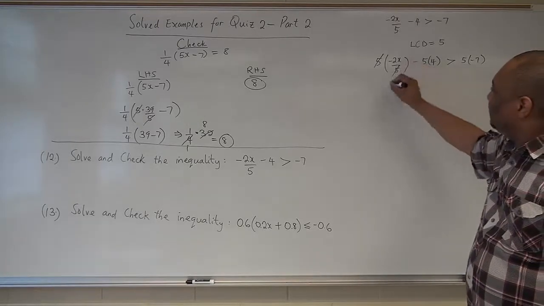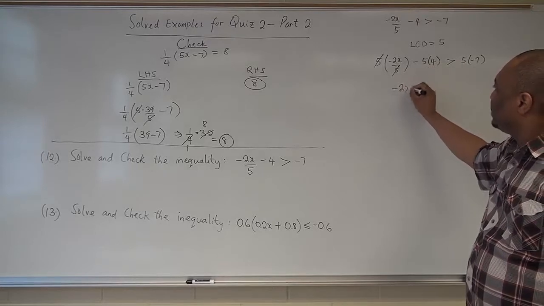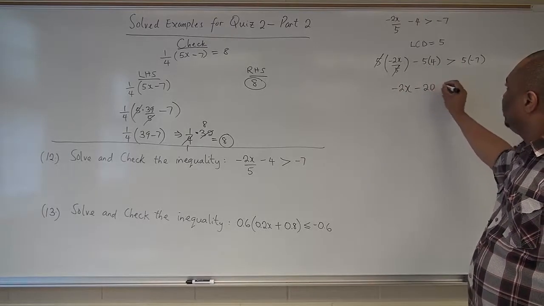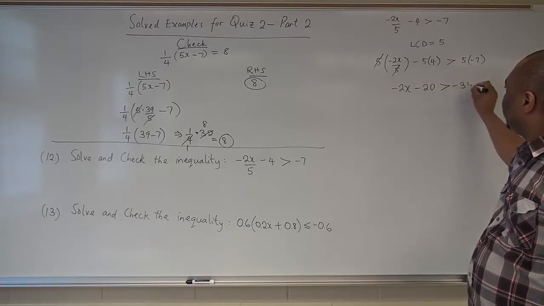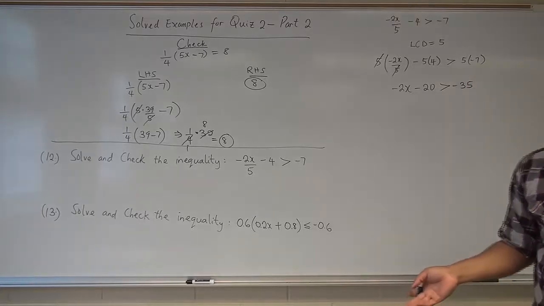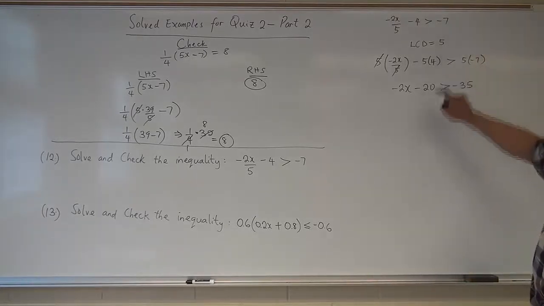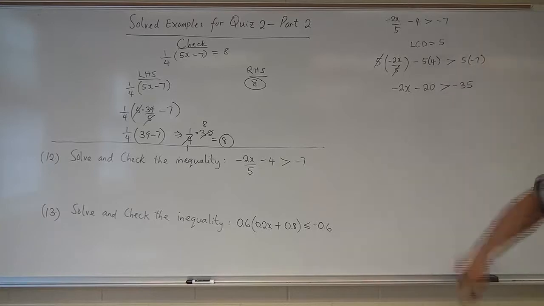So 5 divided by 5 is gone. We now have negative 2x minus 20 is greater than minus 35. So you have removed the fraction. These and these are equivalent. These and these are equivalent. You've now removed the fraction.